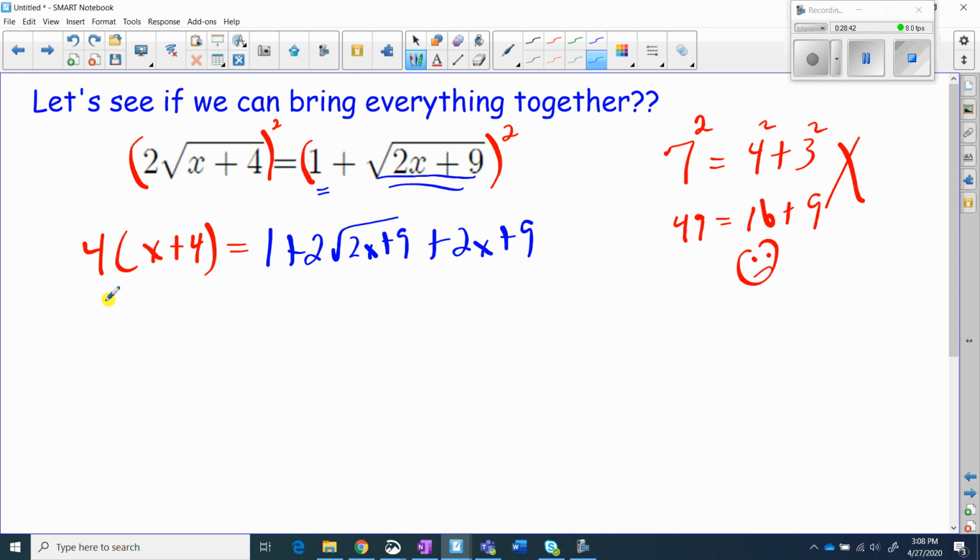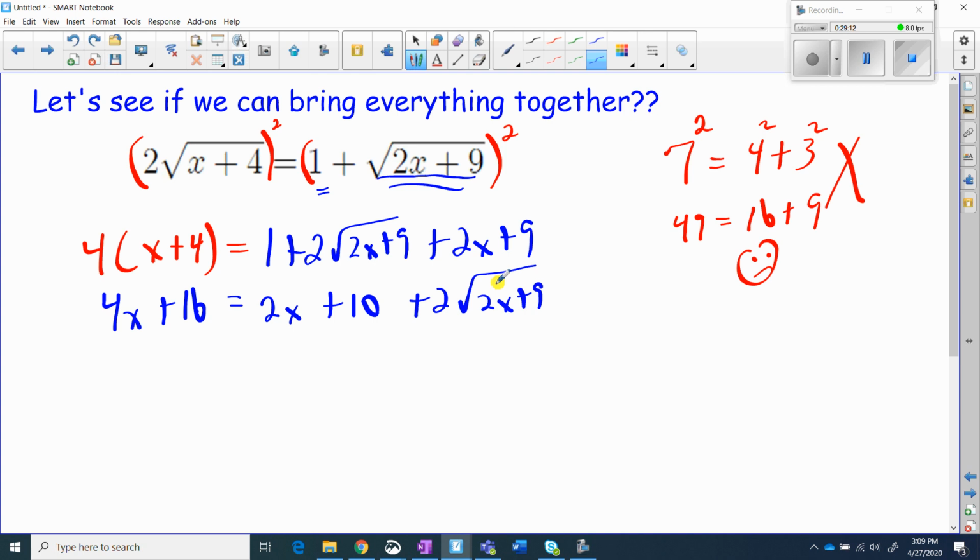Well, let's clean up what I got here now. I've got 4x plus 16. I've got 2x plus, got a 9 here and a 1 here, plus 10 plus 2 square root 2x plus 9. Well, this is the first time that this has happened, that we've squared both sides, but notice there's still a square root left here. So things have got a little bit more complicated now.